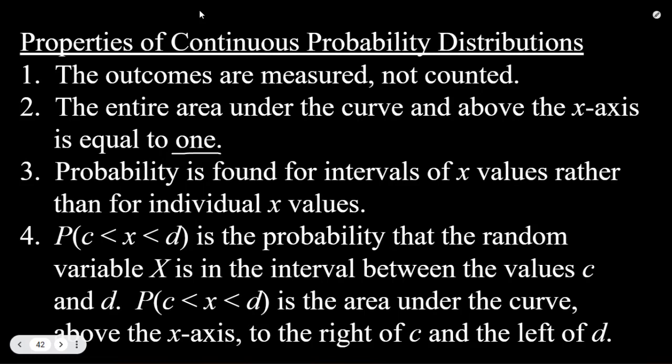Number 4, the probability of x being between c and d, that's how you would write that, it's greater than c and it's less than d, is the probability that the random variable x is in that interval between the values of c and d. So the probability that x is between c and d is the area under the curve above the x-axis to the right of c and to the left of d. And we're going to draw pictures to represent that, but that's what that is talking about when you're talking about the probability that x is between c and d.